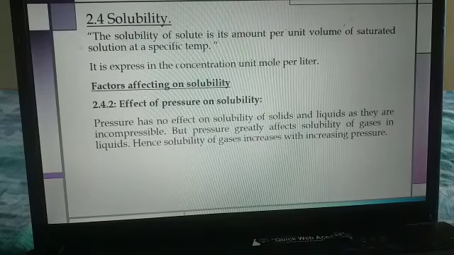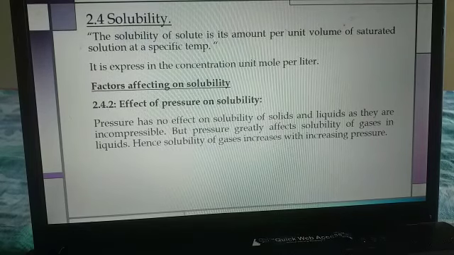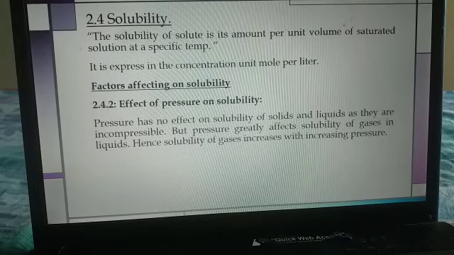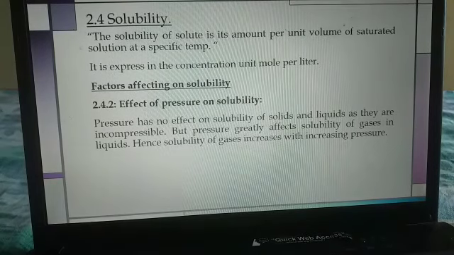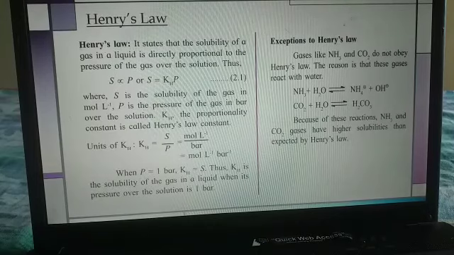Dear students, all of you know that solids are incompressible and hence a change of pressure has no effect on the solubility of solids in liquids. But pressure greatly affects the solubility of gases in liquids, and hence the solubility of gases increases with increasing pressure. This can be explained by Henry's law. So, the solubility of gases is greatly influenced by the external pressure and it increases with increase of pressure.